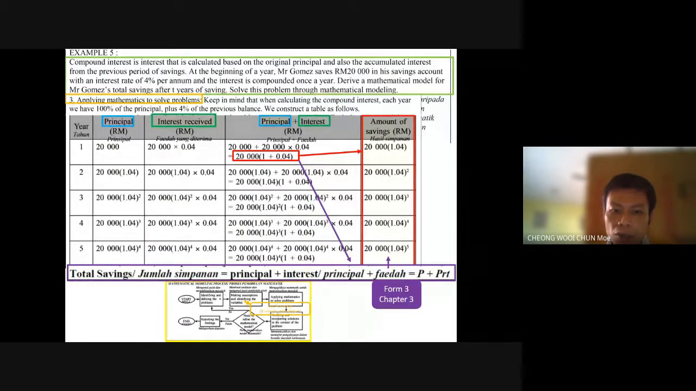So after step 1 and step 2, we continue with step 3, applying the methods to solve problems. From here, you can create a table, if you understand the Form 3 lesson well. They still want to find the total savings after 2 years of saving. So the total savings formula will be principal plus interest, from Form 3. Principal plus interest will be P plus PRT. P represents the principal, R is the interest rate, and T is the years.